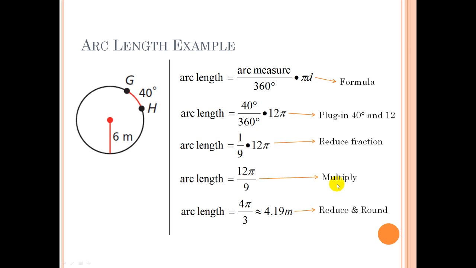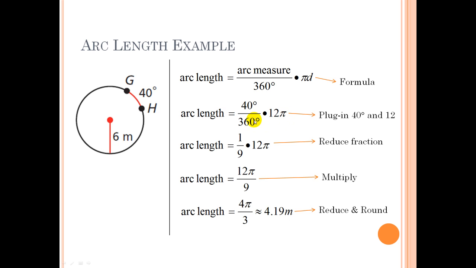So let's do a quick example. I have an arc here, GH, and we're trying to find the length of that arc. We know it's 40 degrees, and we know that our circle has a radius of 6 meters. So I'm going to take my little formula here, the arc measure over 360, to find out how much of the circle it is. It happens to be 40 degrees of 360. And since my radius is 6, my diameter is going to be 12. So 40 over 360 times 12 pi.